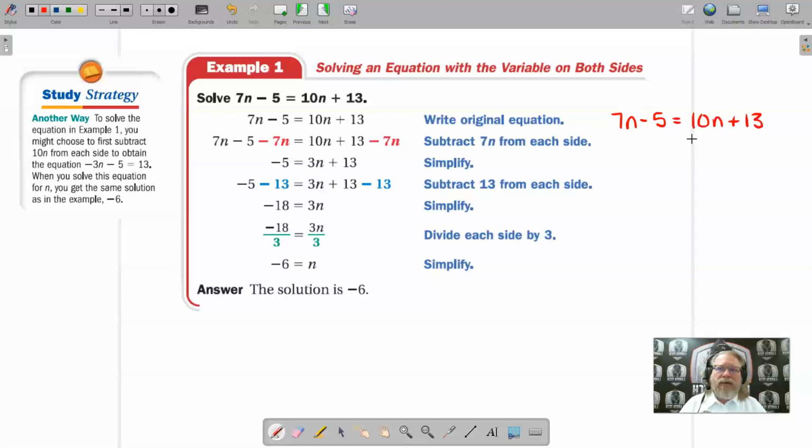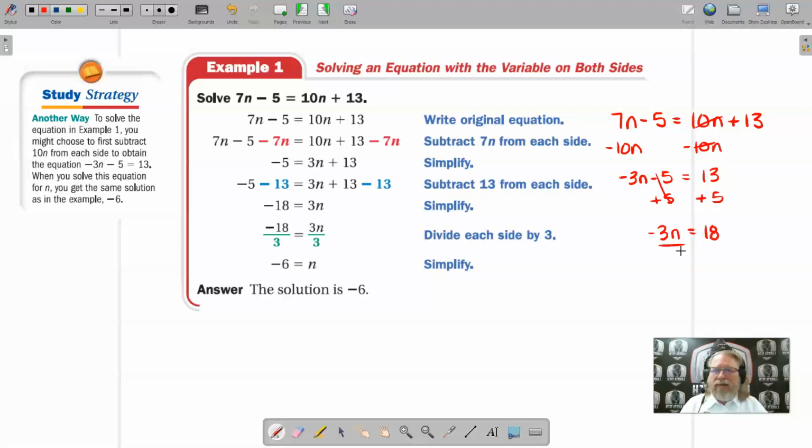So if I go ahead and subtract 10n from each side, so minus 10n, these cancel each other out. We get 13, right? And 7 minus 10 is negative 3n minus 5. Well, then we're going to add 5 to each side. If we add 5 to each side, then we end up with these canceling. We get negative 3n equals 18.